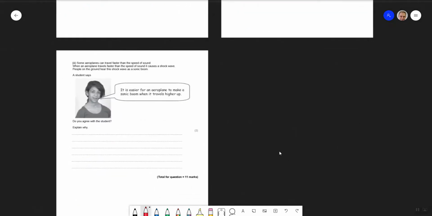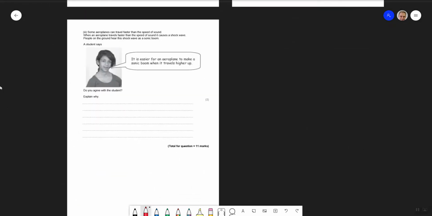And then we've got this wonderful confused looking student. This person has appeared in so many, and she must be in her late 20s by now. Some aeroplanes can travel faster than the speed of sound. When an aeroplane travels faster than it, it makes a shockwave, and people on the ground hear this shockwave as a sonic boom. A student says it is easier for an aeroplane to make a sonic boom when it travels higher up. Do you agree? Explain why.